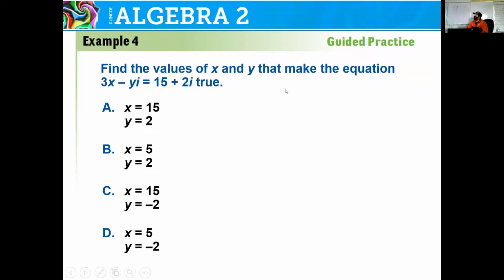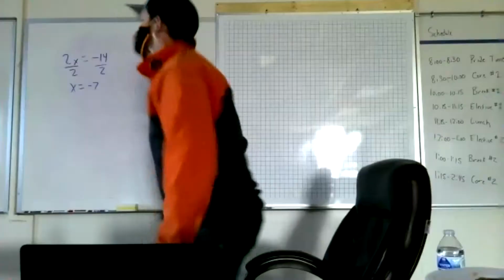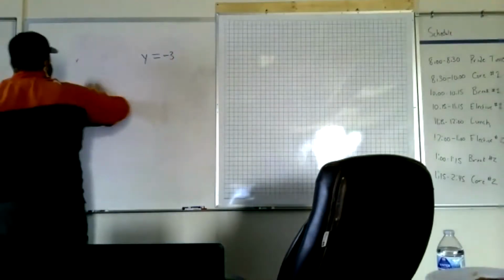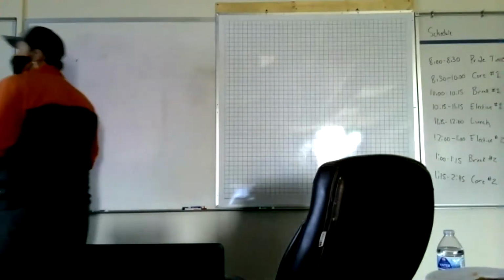Okay, so find the values of x and y that make the equation 3x minus yi equal to 15 plus 2i true. So this one's actually a little bit of a trick question because we have a -y. So we end up having to divide by -1, just changes the sign.